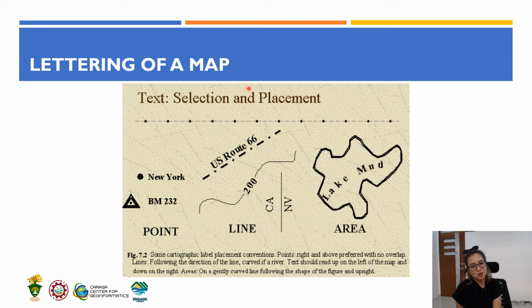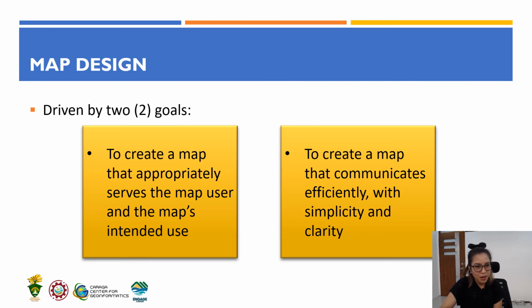So something like that. I think this is the lettering of the map, selection and placement. It can be parallel to your element, right beside the point, or above it. For BMs, in geodetic surveys, it goes in between, and then for the point, line, and area, within the area. If it goes over, that's okay, as long as it's not overlapping or confusing with the adjacent area. Like that.